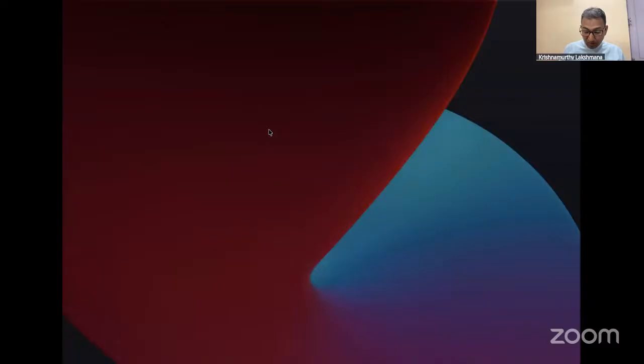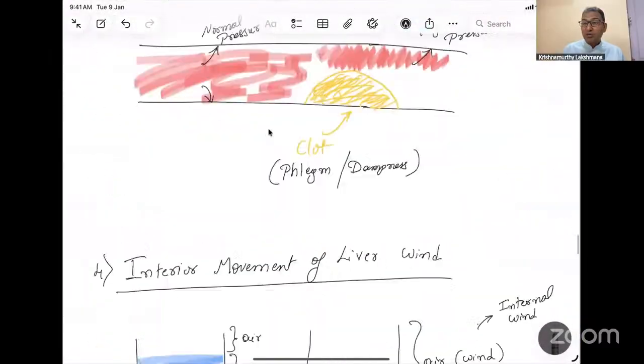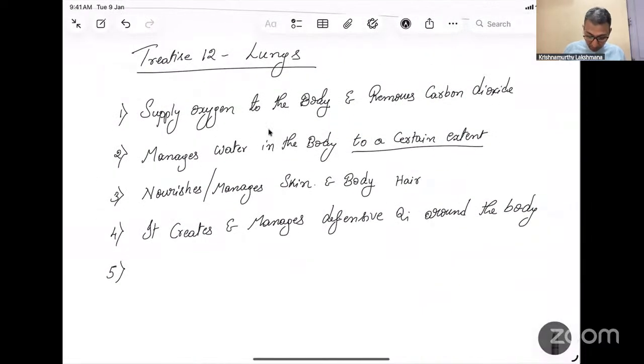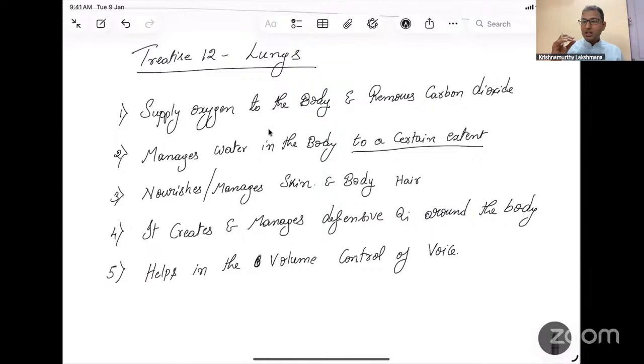Yes, helps in the generation of the volume of voice, or helps in the volume control of voice. How much volume, that is the intensity of the speech coming, is managed by lungs. But the modulations of the speech is controlled by heart. Okay, very good. What else?